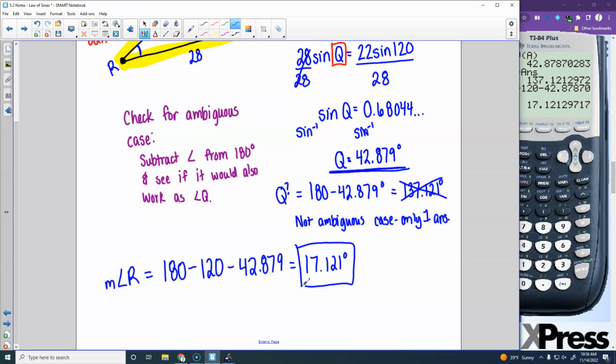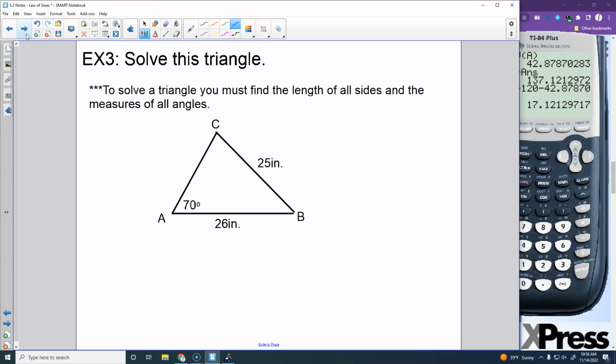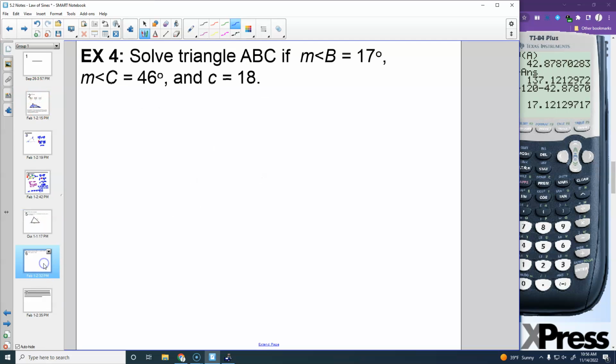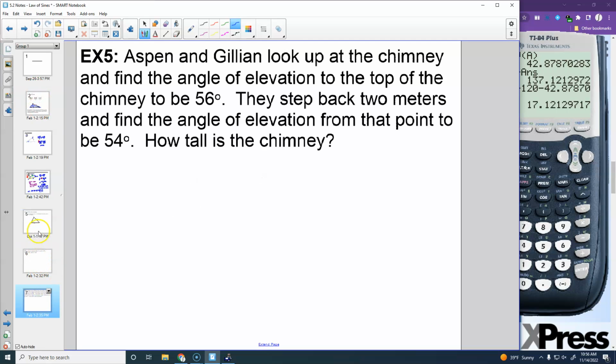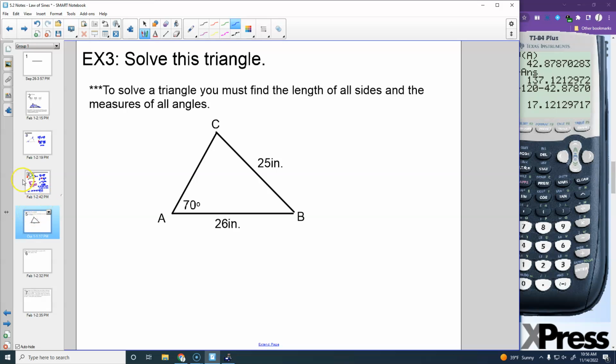Okay. So, let's look at this next problem. And I think, is this the only one I'm going to ask you to do? We may or may not do this.